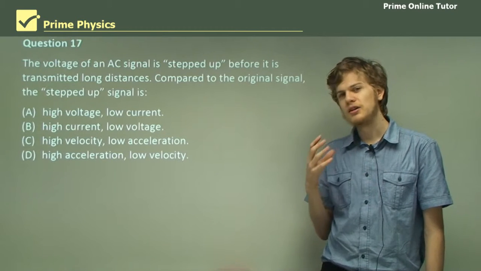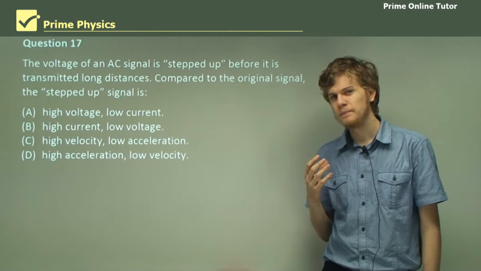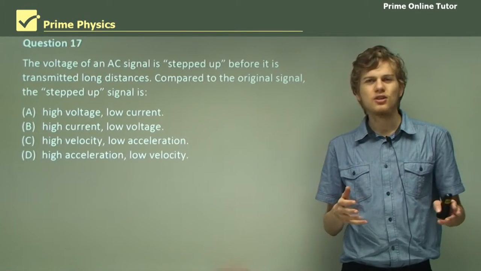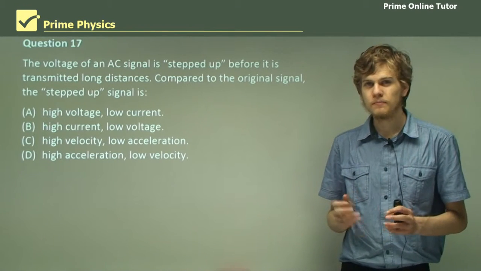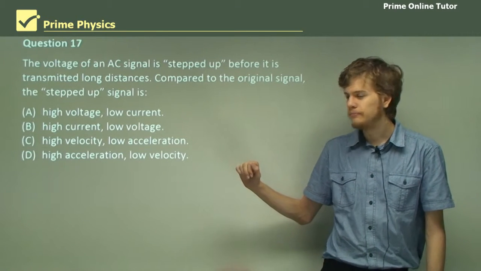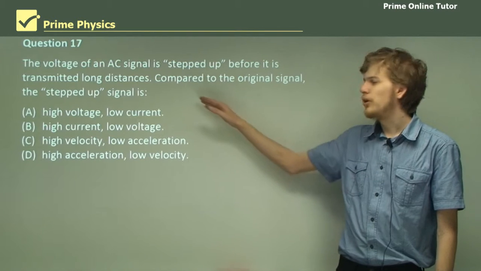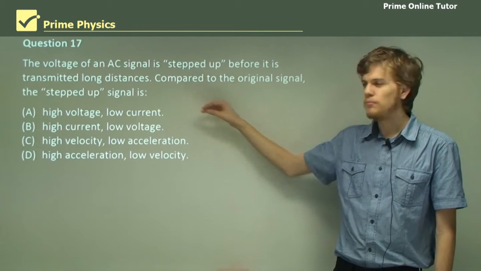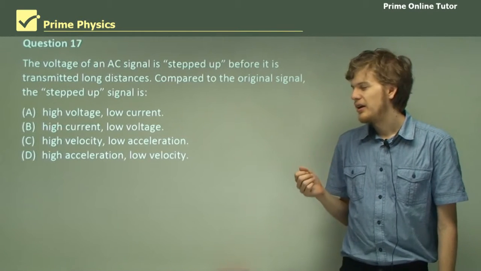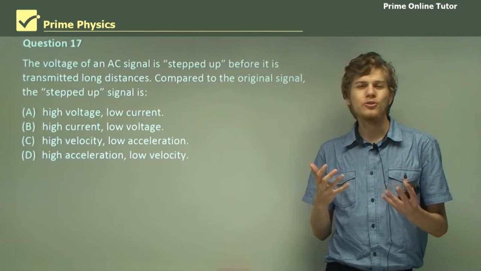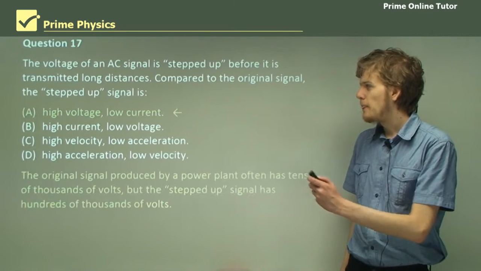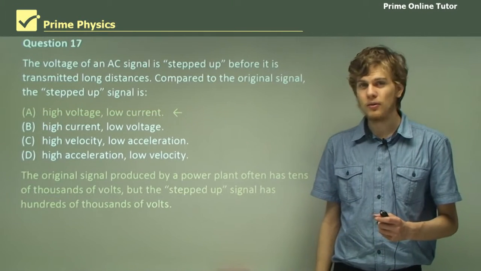I'll tell you right away, it does have something to do with voltage. Now, we know that electricity, when it's sent long distance, is sent over high voltage power lines. Now, these power lines have nothing to do with velocity or acceleration, but if it's being transmitted long distance by high voltage power lines, then we must be able to imagine that the high voltage is one of the defining features of the power lines. And so, our correct answer is high voltage low current.